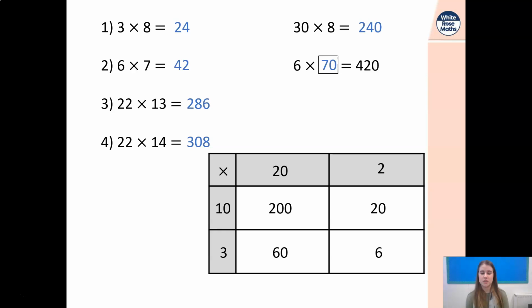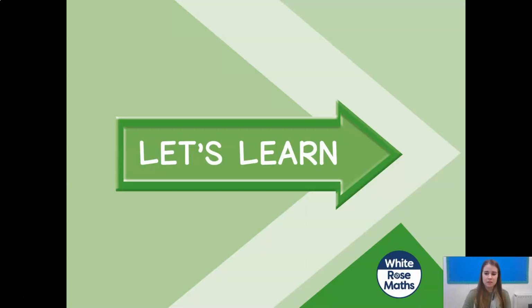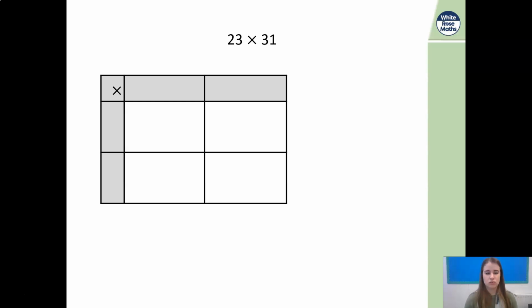Well done if you got those all correct, because I know that you've struggled a little bit with maths this week, so well done for giving it a go. So let's move on and recap, but use our skills to be able to help us with these questions.